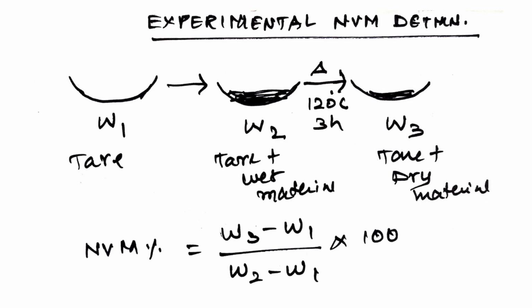NVM, that is non-volatile material percentage, is given by this equation: W3 minus W1, divided by W2 minus W1, into 100. From this we can declare the solid content. This solid content is nothing but non-volatile material, and it can be given either as a percentage or as a ratio.